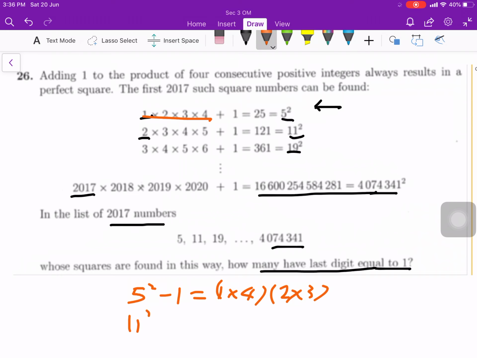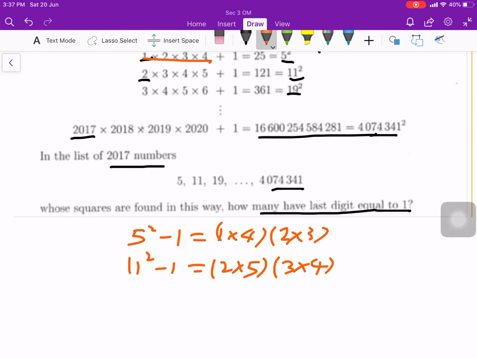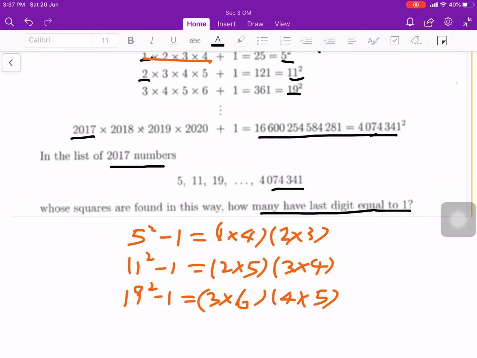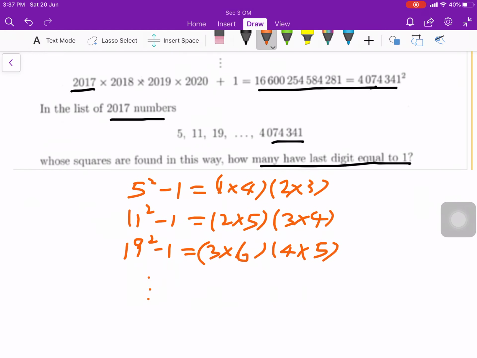Or maybe in this case, you group it this way. And then 11 squared minus 1 can be viewed as 2 times 5, and then multiplied by 3 times 4. Then when you look at 19 squared minus 1, that will be 3 times 6, and then multiplied by 4 times 5. Therefore, in general, if I continue this process, I get m squared minus 1.